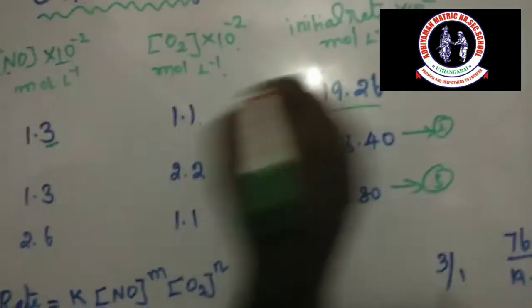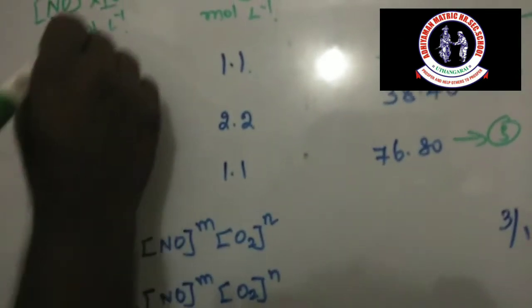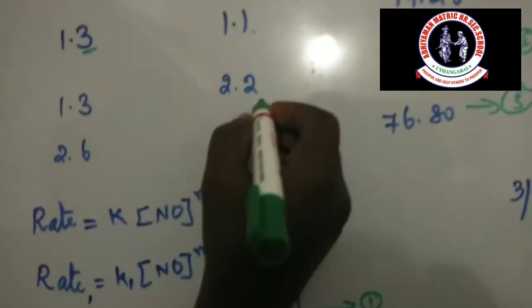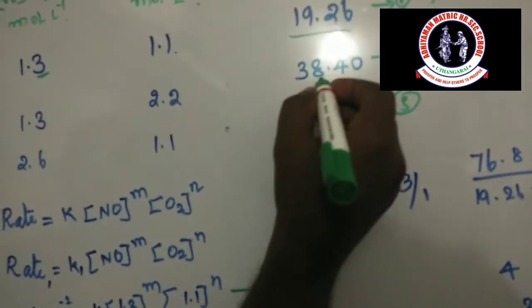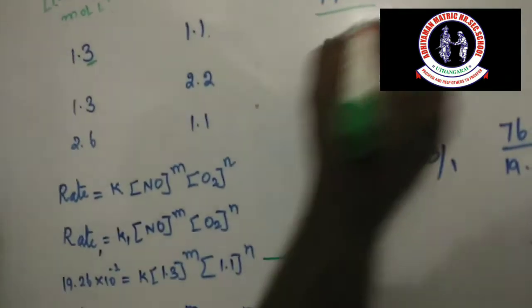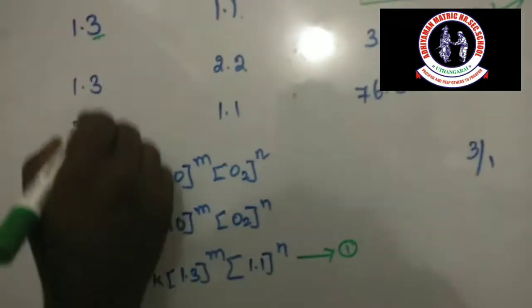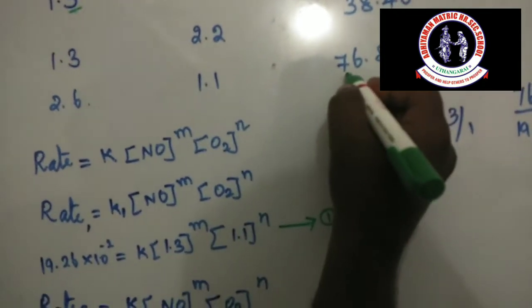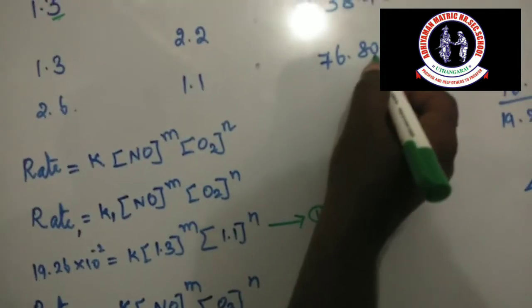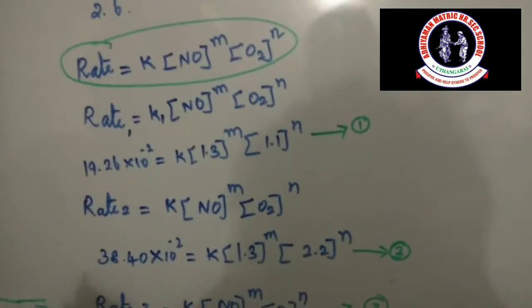Equation number 1. Okay. Next, 1.3 is the nitrogen monoxide value, 2.2 is the oxygen value, and the initial rate is 38.40. This is the second equation. 2.6 is the nitrogen monoxide value, oxygen value 1.1, initial rate is 76.80, equation number 3. So from this data we calculate the order of the reaction.